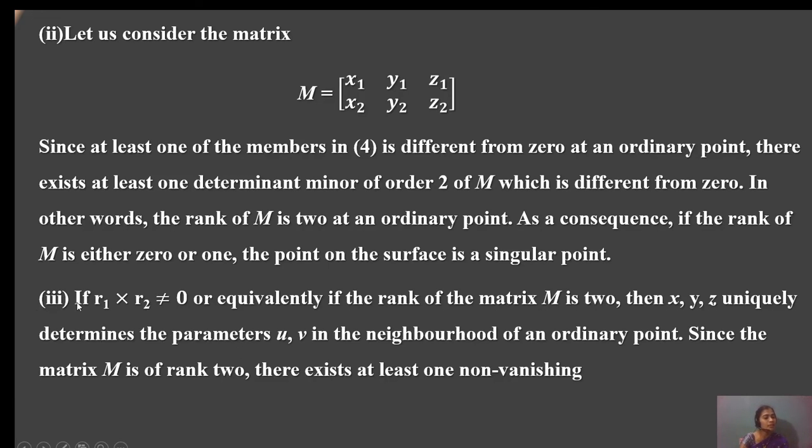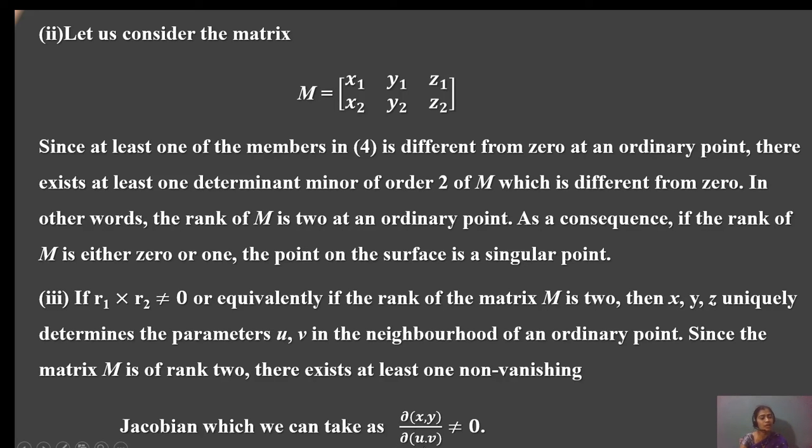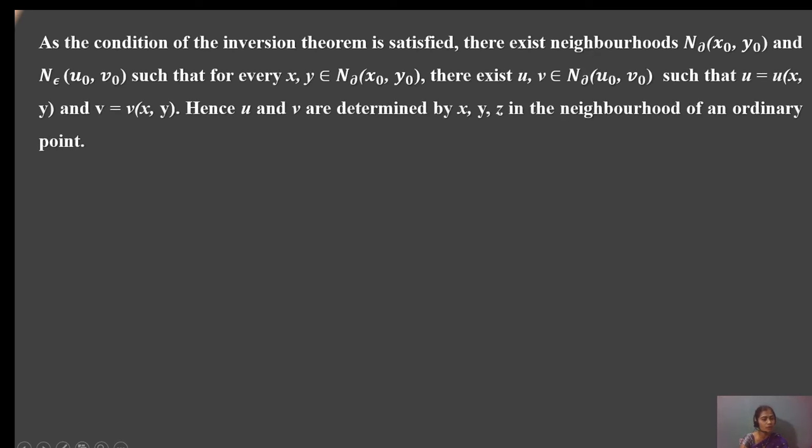Okay, the third point: if r1 × r2 is not equal to 0, or equivalently if the rank of the matrix is 2, then x, y, z are uniquely determined by the parameters u, v, and it is an ordinary point. Since the matrix M has rank 2, there exists at least one non-vanishing Jacobian, that is, ∂(x,y)/∂(u,v) is not equal to 0. This is the same condition as the inversion theorem. You know that the inversion theorem we consider in BSc second year.